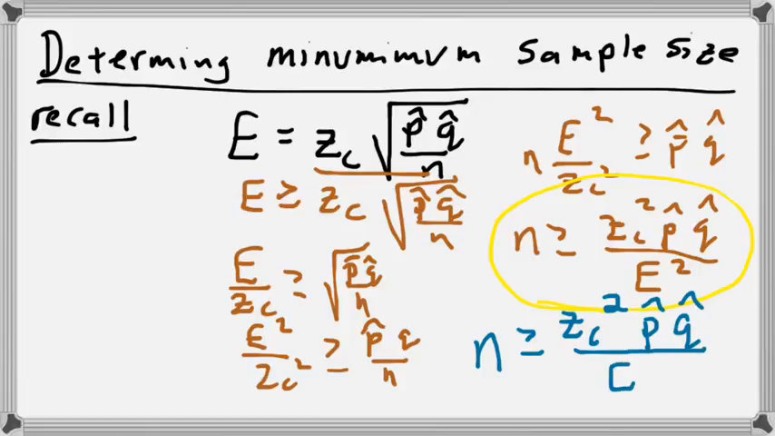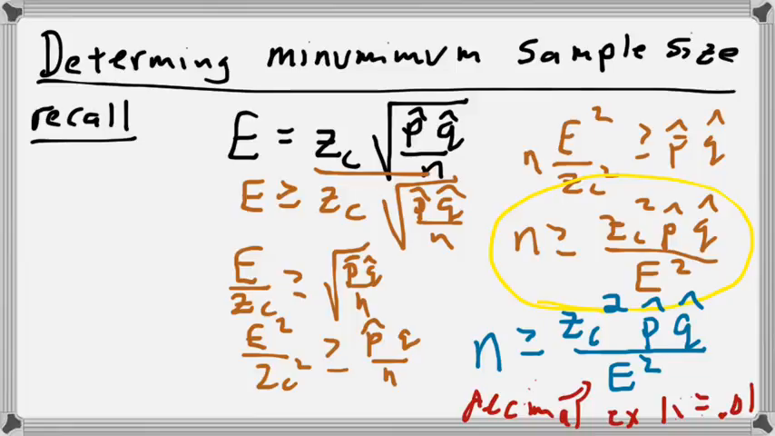So let's look at this formula for a moment. Z C quantity squared is going to be dependent on the confidence level. You should be able to find that. In the denominator, the margin of error is going to be given. Just make sure you write the margin of error as a decimal. For example, 1% is 0.01, so make sure you translate it.